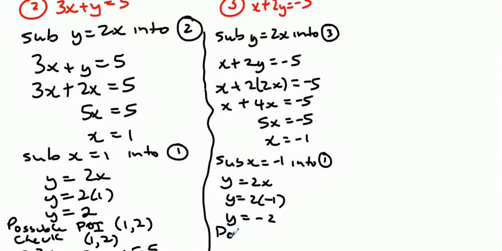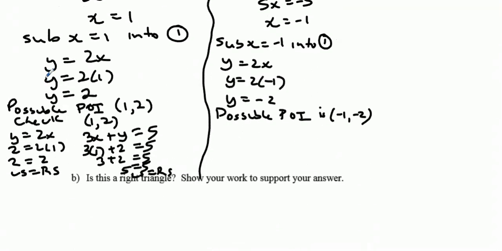So our possible point of intersection is (-1, -2). Okay, let's check. We'll check the point (-1, -2) with y equals 2x. And when I check that, negative 2 equals 2 times negative 1. Negative 2 equals negative 2. Left side equals right side.